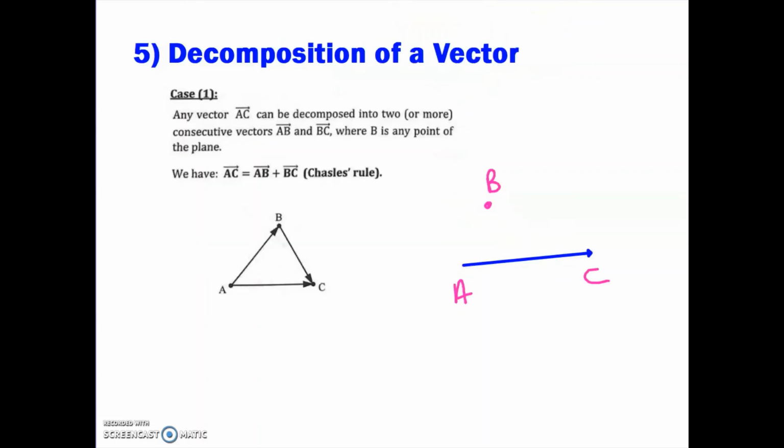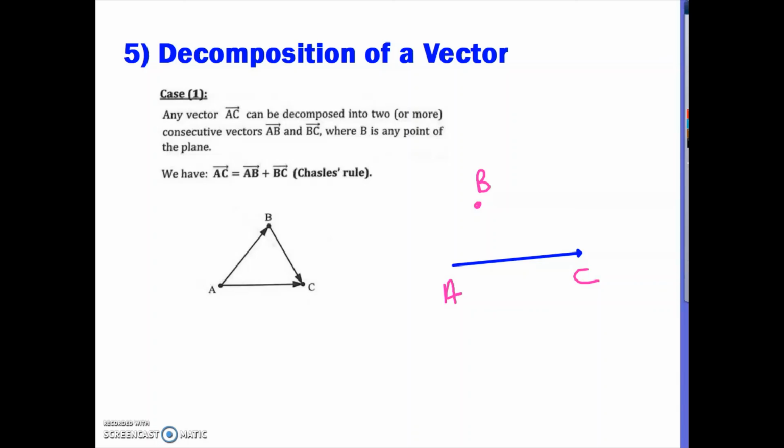The last point in this video is about decomposition of a vector. So to decompose a vector into the sum of two vectors, we have two ways, depending on what we are given and depending on what we want. So for example, let's say we have a vector AC and we have any point B in the plane. I can decompose the vector AC into the sum of the two vectors AB and BC as follows. So if I take the vector AB plus the vector BC, using Chasles's rule, AB plus BC is equal to AC. So I'm able to decompose AC as the sum of the two vectors AB and BC, where B is any point in the plane.